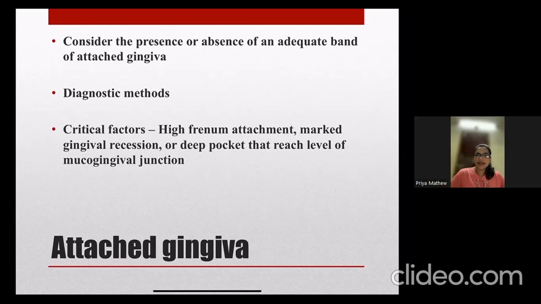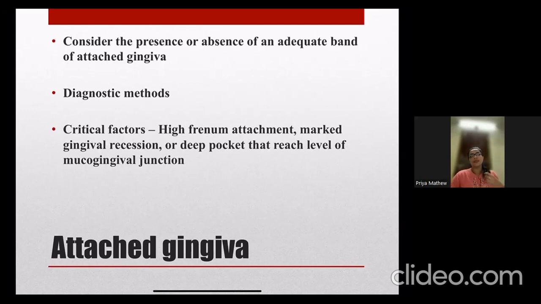By clinical examination alone, we can also assess the adequacy of attached gingiva. If there is a high frenum attachment, marked gingival recession, or a deep pocket reaching the level of the mucogingival junction, that region has inadequate attached gingiva. Whether we have done a flap surgery or bone contouring, that may not be enough. We have to address the attached gingiva too, because even 0.5 mm of attached gingiva is seen to make the tissues healthy. So attached gingiva is a must for the periodontal tissues.